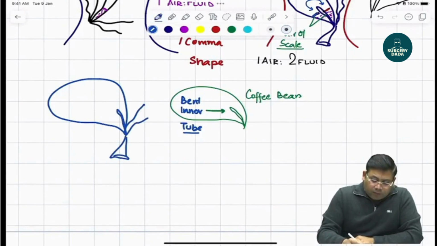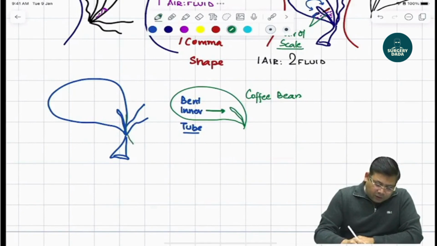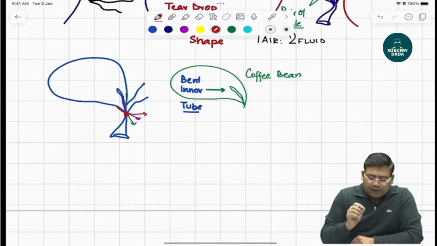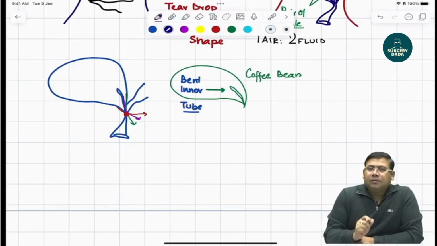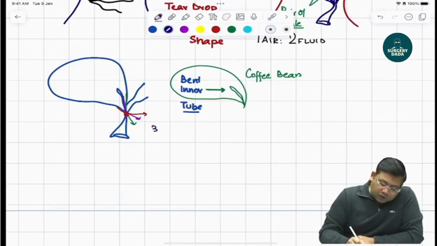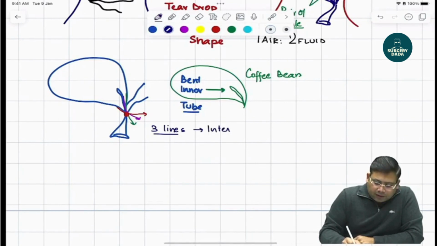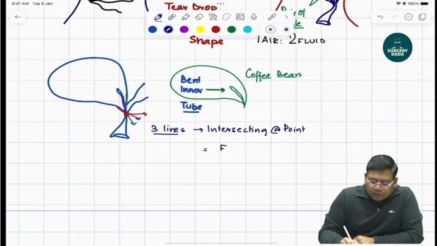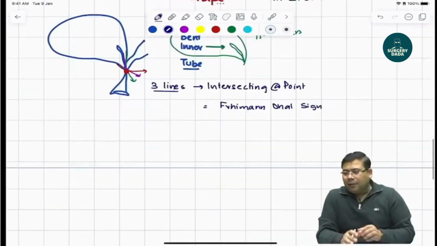So there are 3 classical lines. If you see, this is one line, if you see this is another line, and if you see this is another line. So 3 classical lines intersecting at a point, and this is what is known as Freeman-Dahl sign. So Freeman-Dahl sign, these are certain important things that we need to understand on X-ray.